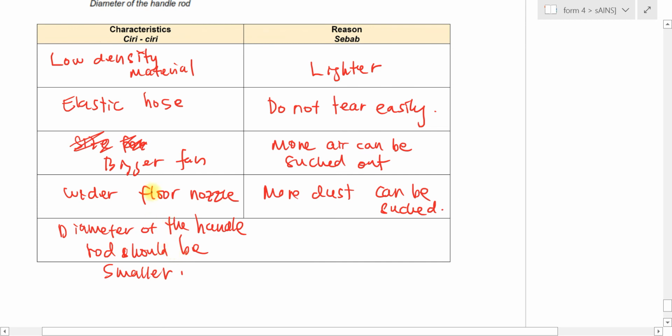Why is it like that? So air with dust can move or can be sucked in. Air with dust can move with higher velocity.